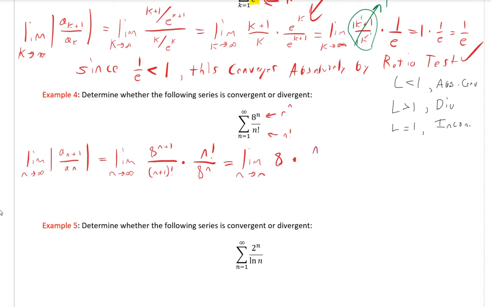Times n factorial over n plus 1 factorial. Now, for those that need a refresher of factorial, remember that factorial just multiplies that number and all the integers less than that. So this is n times n minus 1 times n minus 2, etc. Whereas this one is n plus 1 times n times n minus 1 times n minus 2, etc. Which means that the n's will cancel, n minus 1 will cancel, n minus 2 will cancel. All those will cancel except n plus 1.